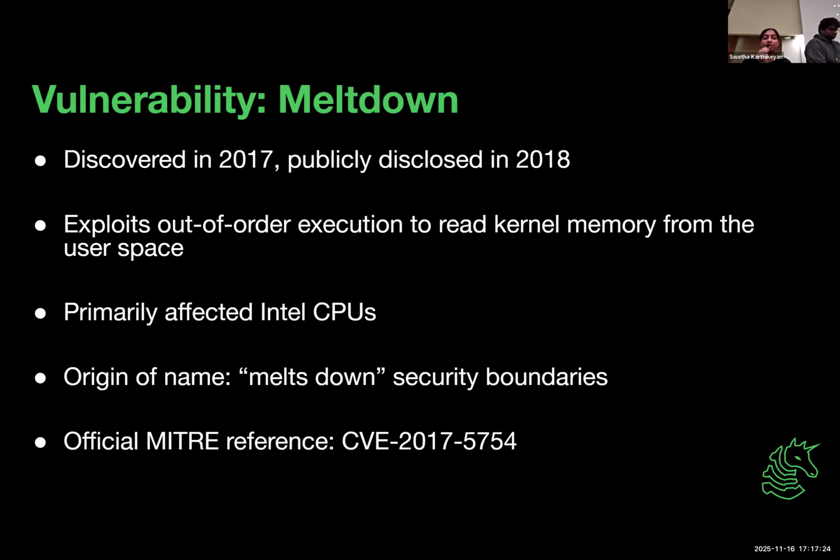The vulnerability that comes as a result of this is known as Meltdown. This was also discovered in 2017 and publicly disclosed in 2018, which is why, if any of you followed the news with Intel, Meltdown and Spectre came out at the same time, so they're paired together in news in general. Meltdown exploits out-of-order execution to read kernel memory from the user space, which we don't want. This primarily affected Intel CPUs. The name comes from melting down security boundaries, and we've given the official MITRE reference there.